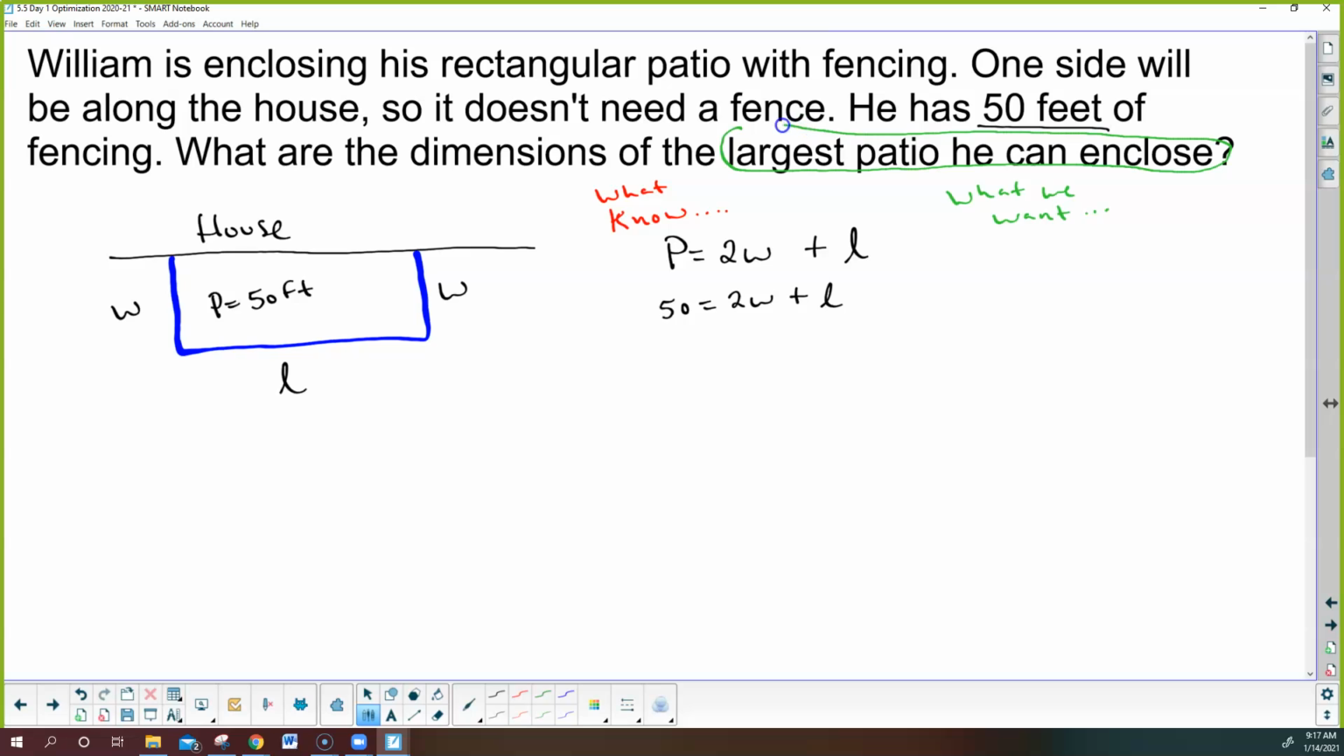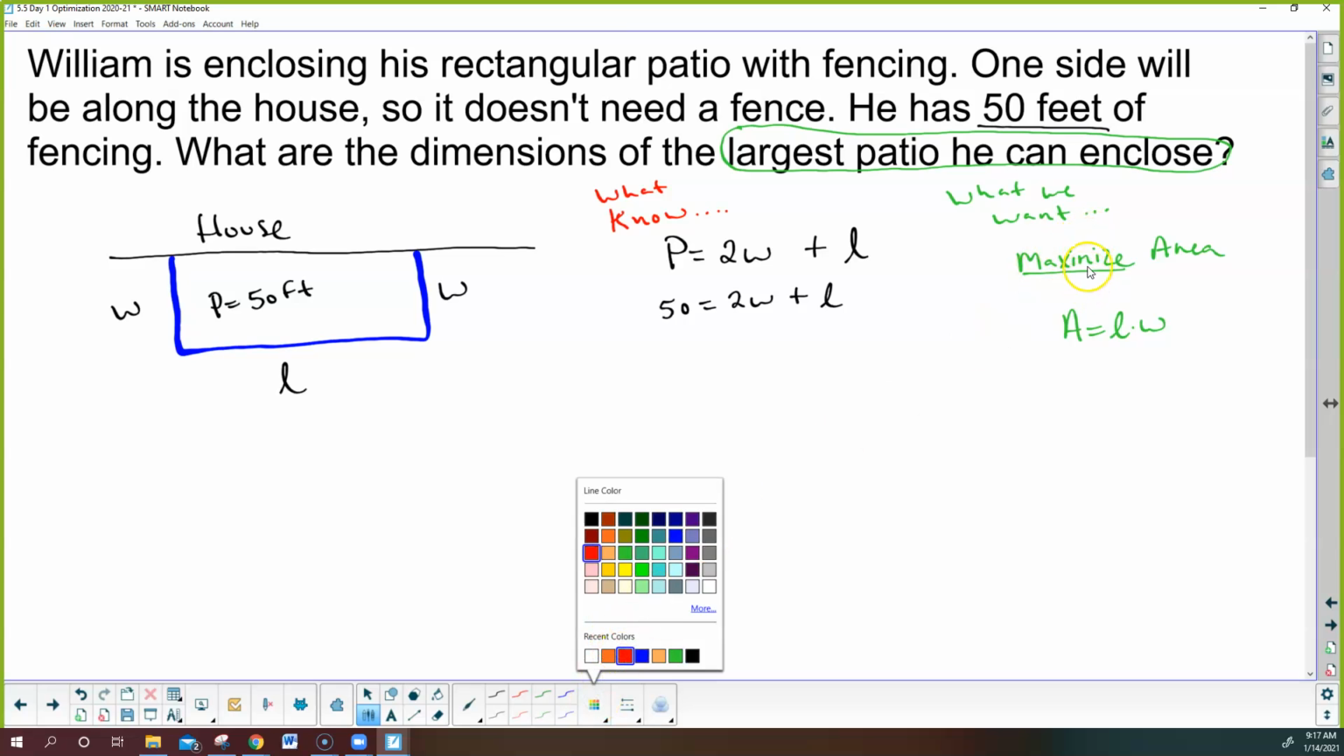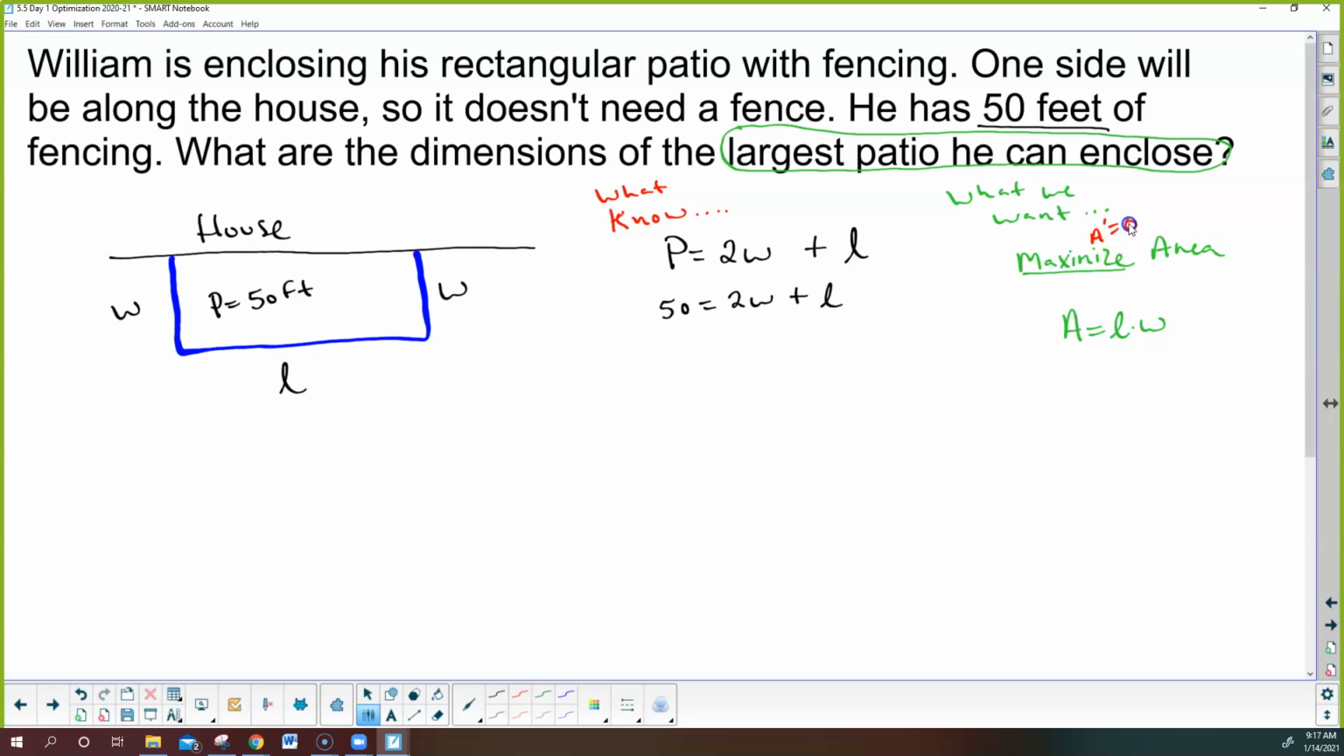And the tricky part right there is that word enclose. What we really want is we want the largest. So largest refers to maximize. Enclose refers to area. So there's my equation, length times width. When we see the word maximize, that means we're going to take the derivative of the area function and set it equal to 0. Okay? But we can't take the derivative because I have two variables right now. I've got L and W. So I want to take what I know and solve one of these for either L or W.